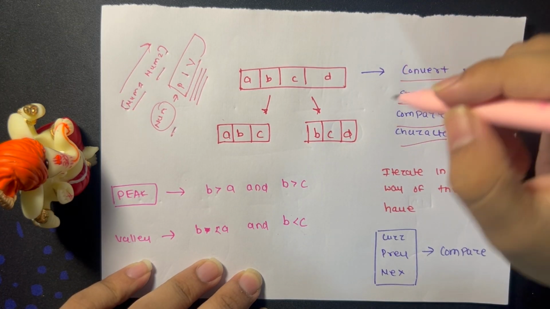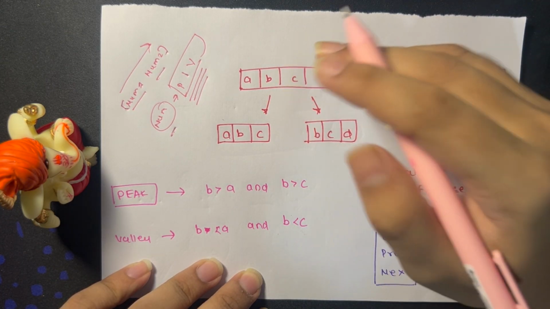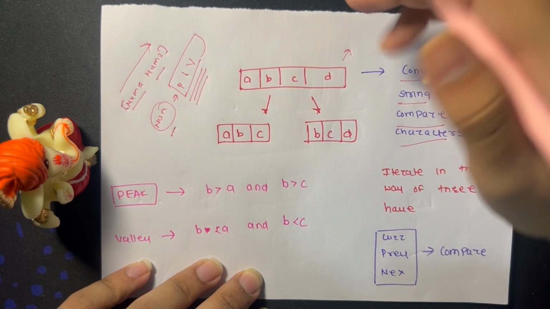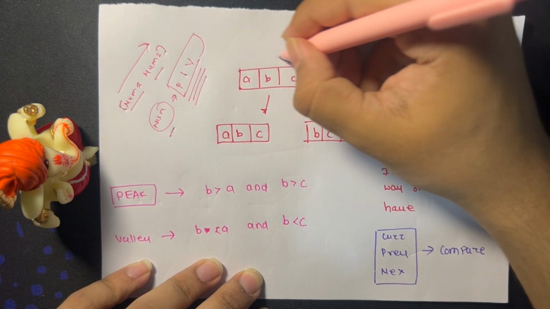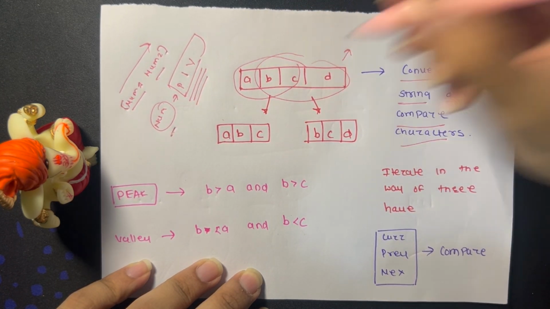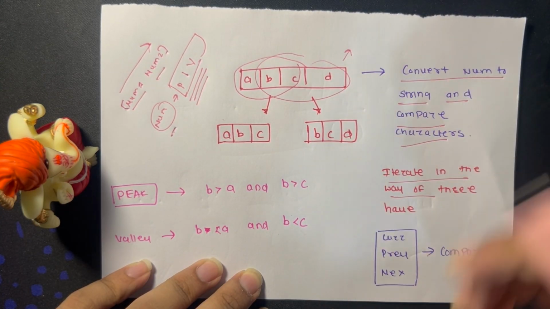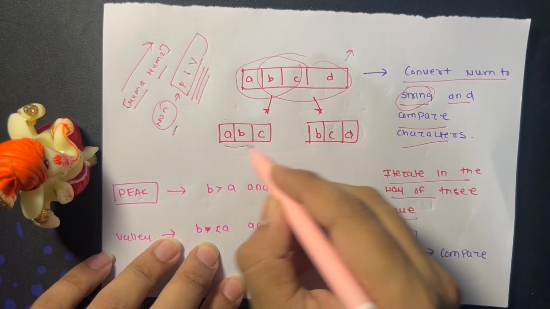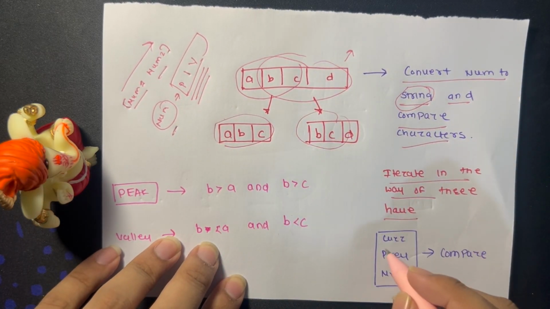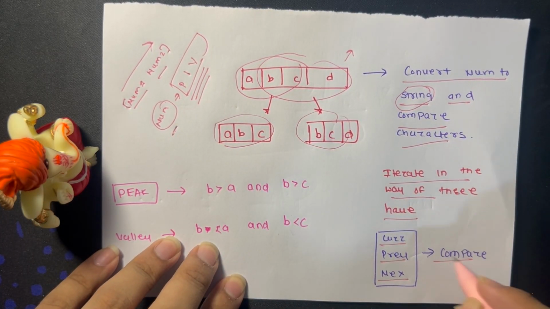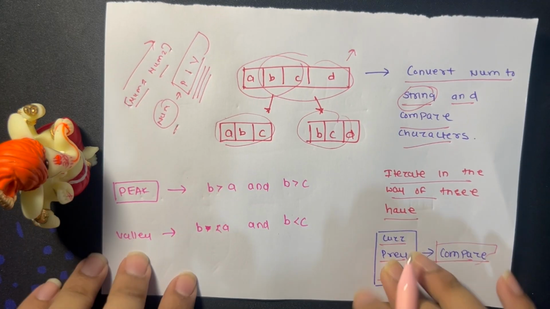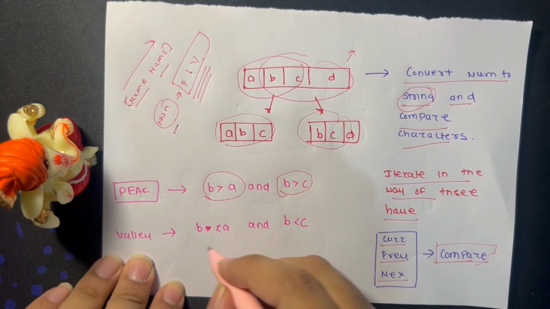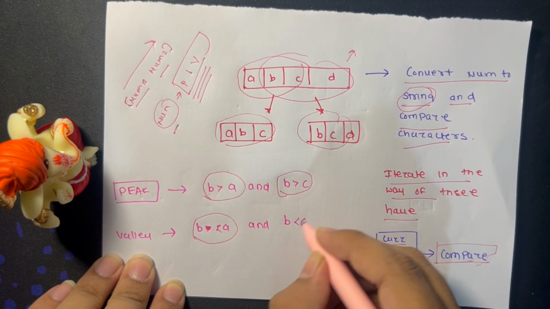Now we have seen that we can make the decision in a group of three. So if you have a number with more than 3 digits, just break it down into groups of three and iterate over that particular number in this way. Like we have converted it to a string, right? So when you have the groups of three, you can store the current, previous and next, and finally compare them. The peak will be formed when b is greater than a and b is greater than c, and the valley will be formed when b is less than a and b is less than c.